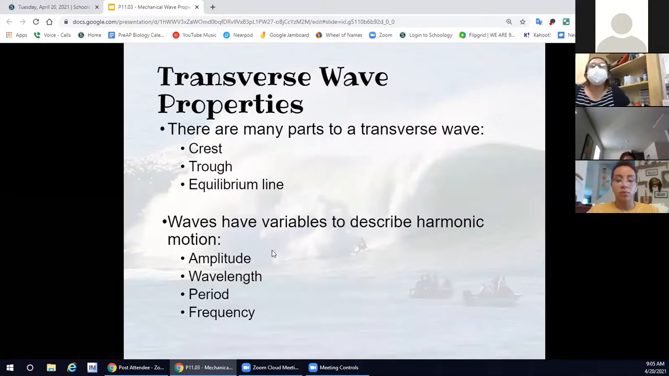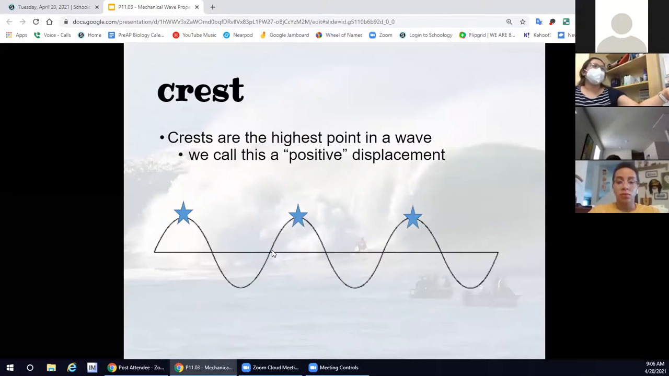So we have some parts to a transverse wave. We have crest, trough, equilibrium line, amplitude, wavelength, period, and frequency. Those are the words that we're going to be labeling. So if you want to find an image on Google that has all of these labeled on a wave, save that image. If you want to write it in your notebook and draw it, draw it. But I suggest you find an image and save that image.